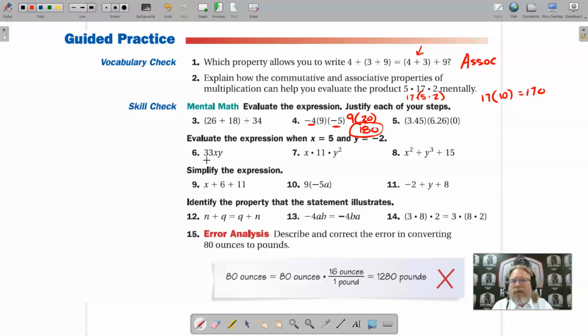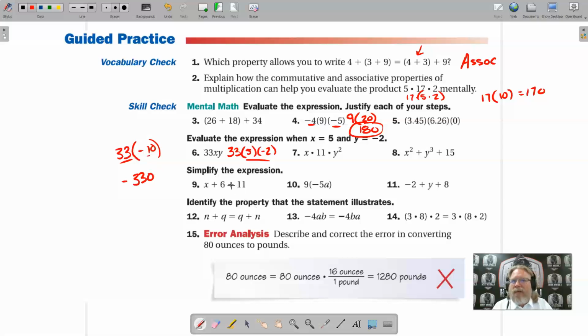Evaluate means to actually plug in the values and get an answer. So this would be 33 times x is 5, and y is -2. So we could multiply the 5 and -2, 33 times. Positive times negative is negative. 5 times 2 is 10. And positive times negative is negative, and 33 times 10 is 330, multiplying 33 by the 1 and then throwing the 0 on the end.